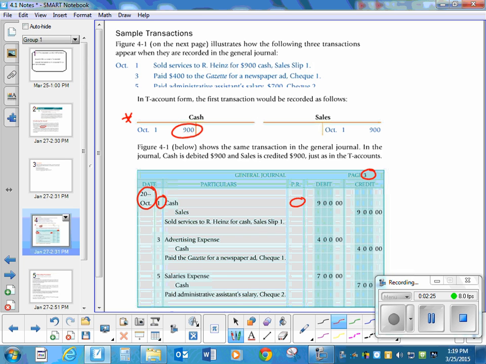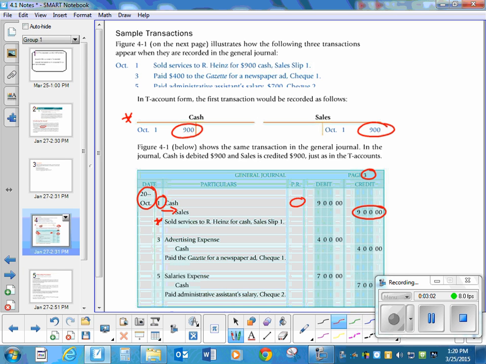You think of this general journal as a diary, and the diary will continue as business continues. So you always want to put a page number in case you were to get these mixed up and you would want to know the order in which it goes. Then you're going to write your credit, which in this case is sales being credited $900. You always indent your credit to remind yourself that you have to put the $900 over one column into the credit column. And then on the last line, you're going to put sold services to R. Heinz for cash, and then the sales slip number 1. That's just a reminder of what happened there.